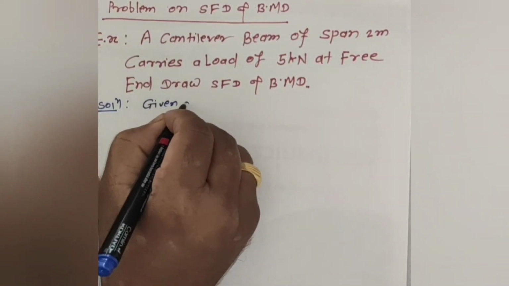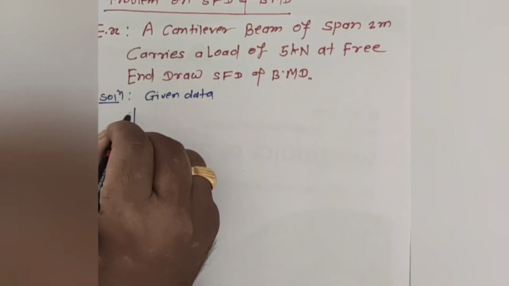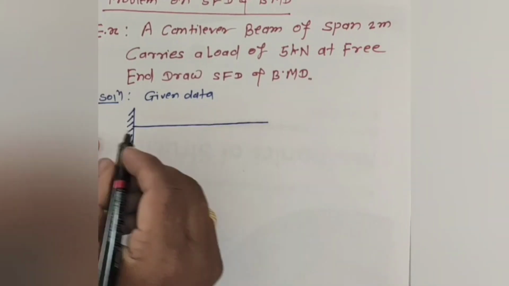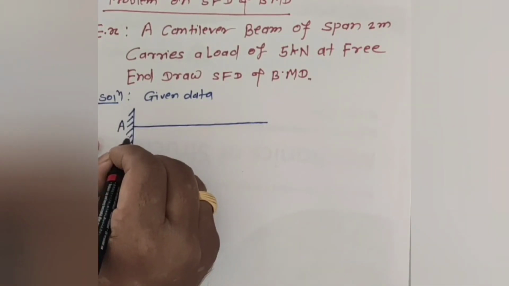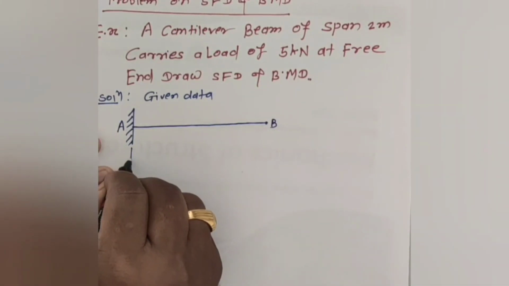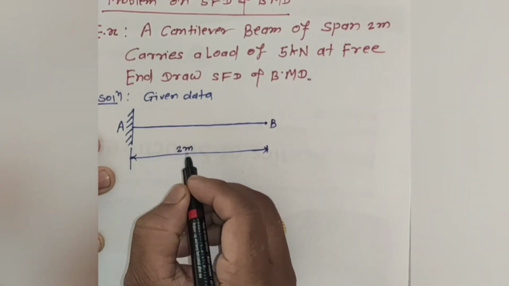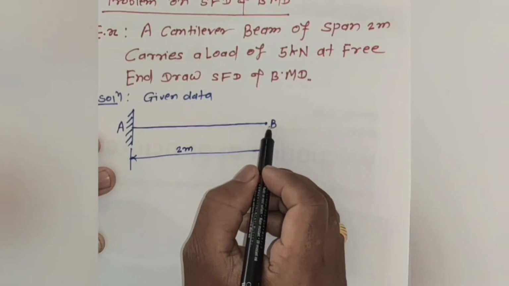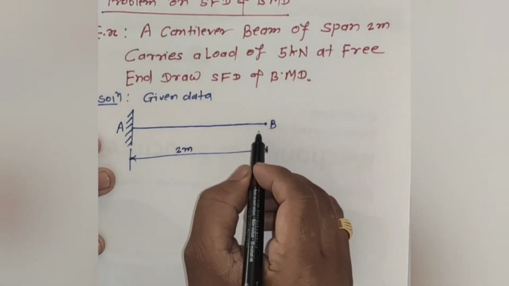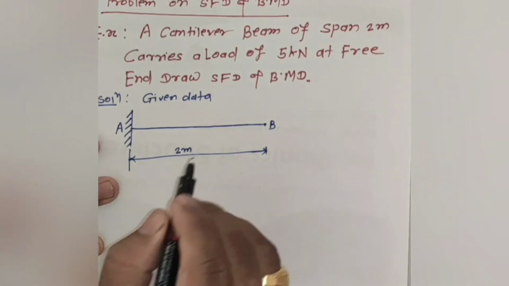Given data, first you have to draw the cantilever beam. This is a fixed end at point A. This is a free end, with the total span of 2 meter. This is a cantilever beam. Cantilever beam means one end is fixed and the other end is free, having a 2 meter span.